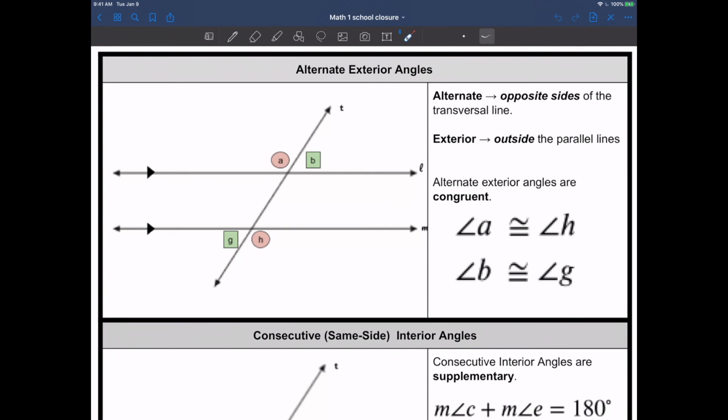Alternate exterior angles. We already talked about what we meant by alternate, and exterior means outside of the parallel lines. So angle A and angle H are alternate exterior angles. Angle B and angle G are alternate exterior angles. And the relationship is that alternate exterior angles are congruent. So angle A is congruent to angle H, and angle B is congruent to angle G.